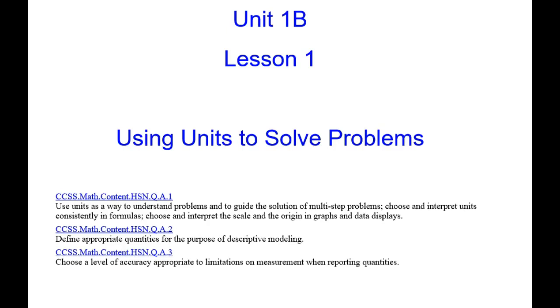Unit 1B, Lesson 1, Using Units to Solve Problems. In this lesson, we're going to start with one unit of measurement and go through the process of converting it to a desired unit of measurement. The process we're going to use is called the railroad track method. You use conversions a lot in science classes.